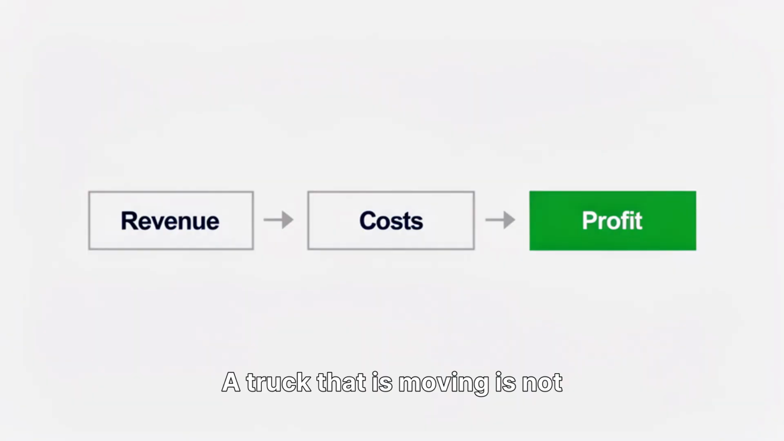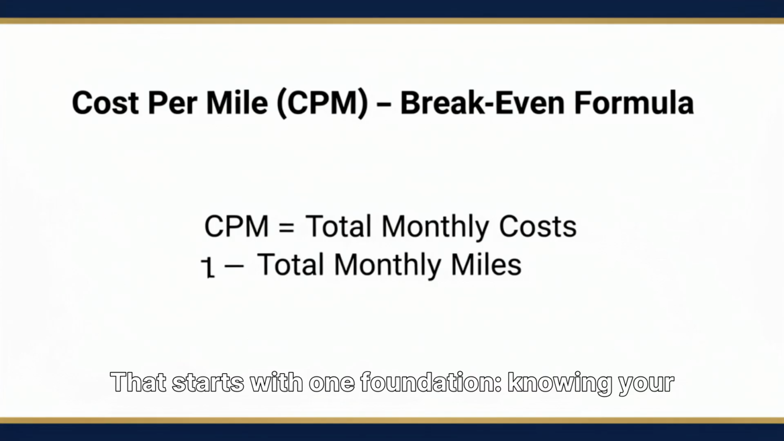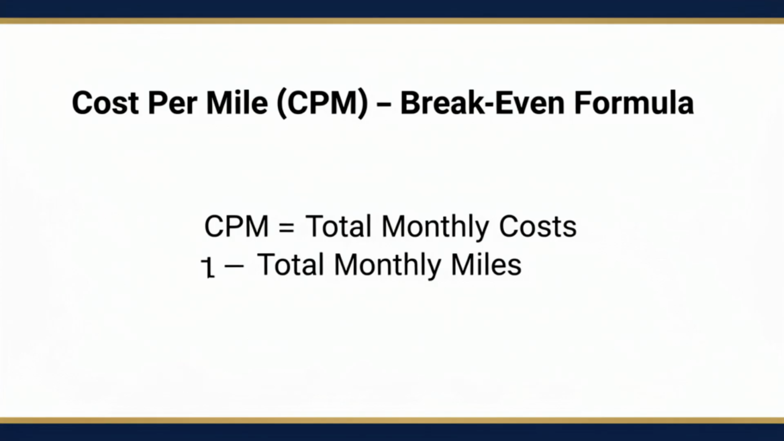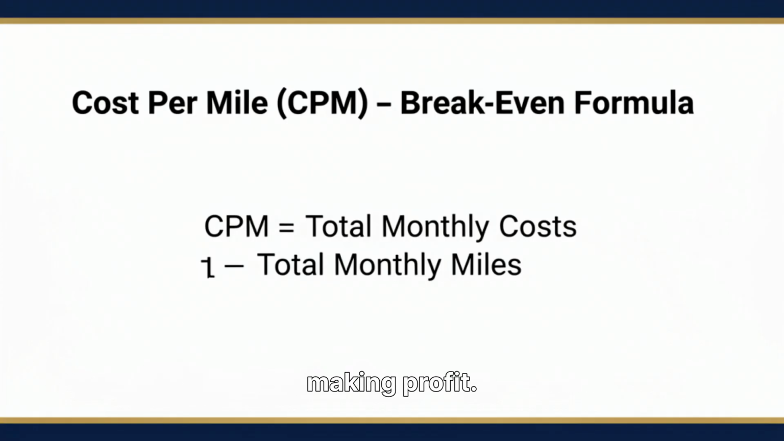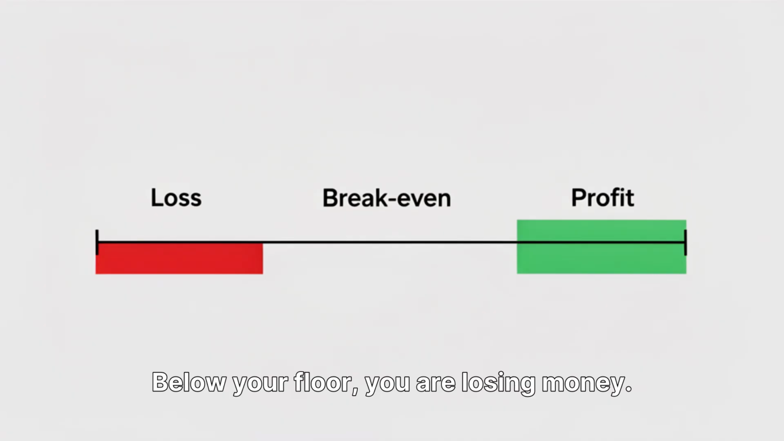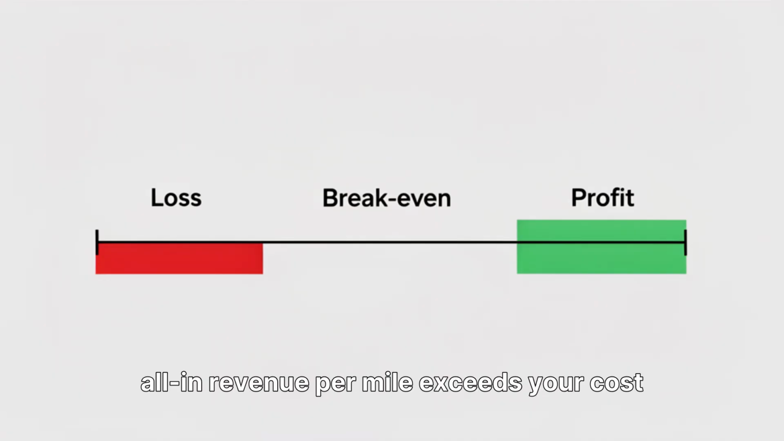A truck that is moving is not automatically making money. Revenue is not profit. A load only works if it covers your true operating costs and leaves margin. That starts with one foundation, knowing your floor. Your floor is your break-even point. It is the rate where all your costs are covered, but you are not making profit. Below your floor, you are losing money. Above your floor, profit begins. A load is profitable only when its all-in revenue per mile exceeds your cost per mile.